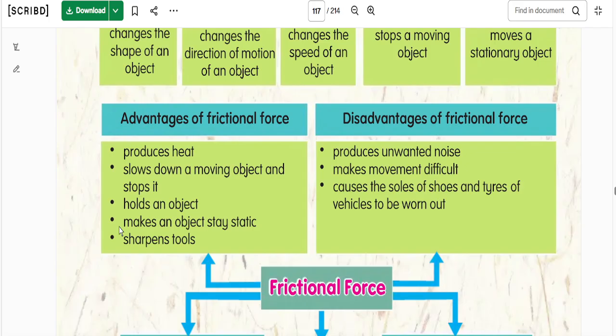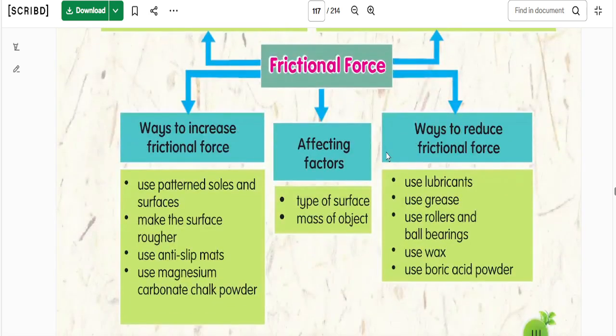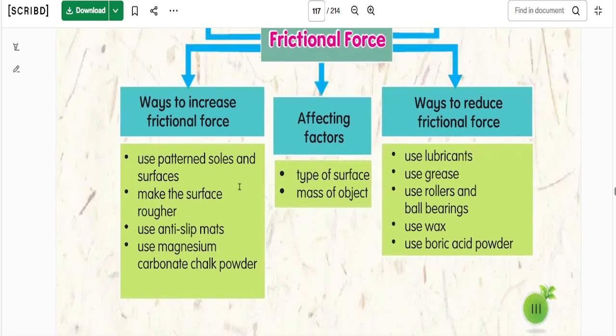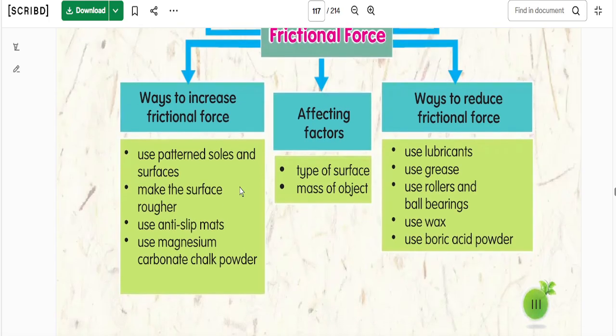Advantages of friction are it produces heat. It slows down an object or stops it. We can hold objects because of frictional force. We can sharpen tools, and make an object stay static or at rest. Disadvantages: it makes noise, it makes movement difficult, and it makes the tires of vehicles wear out. How can we increase frictional force? We can use a patterned sole surface, make the surface rough, use anti-slip mats, or use chalk powder.